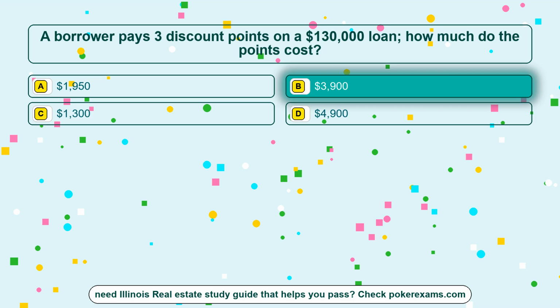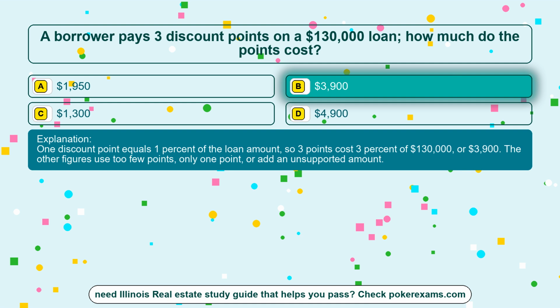The correct answer is option B, $3,900. 1 discount point equals 1% of the loan amount, so 3 points cost 3% of $130,000, or $3,900. The other figures use too few points, only 1 point, or add an unsupported amount.